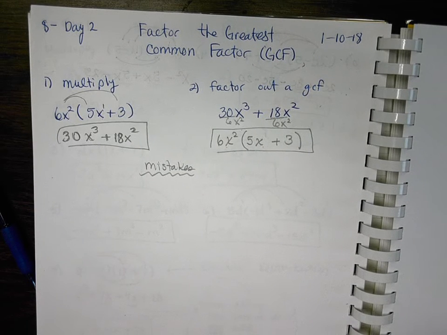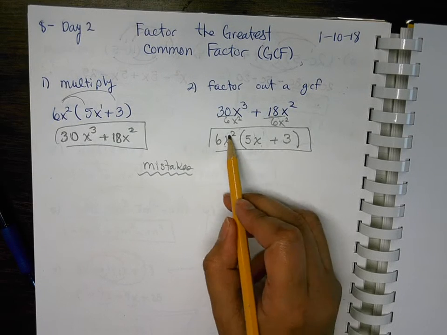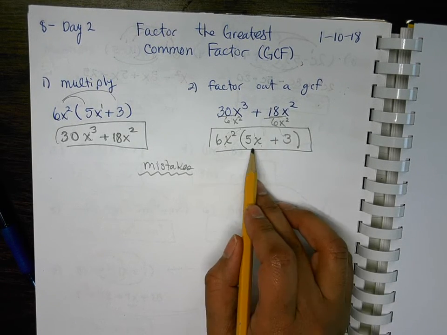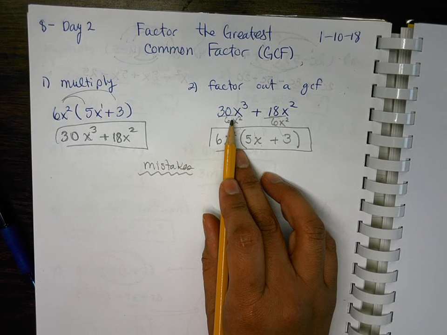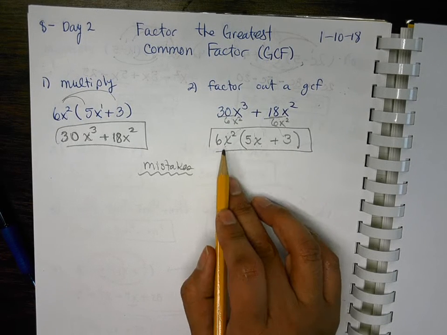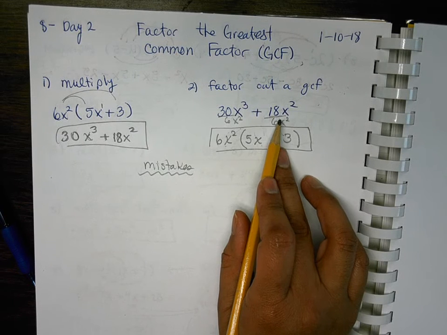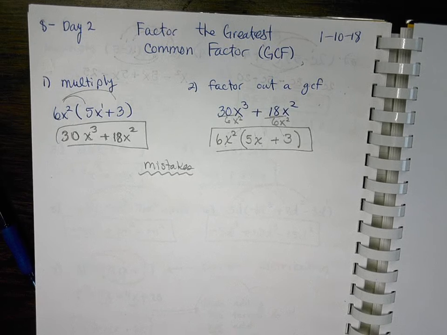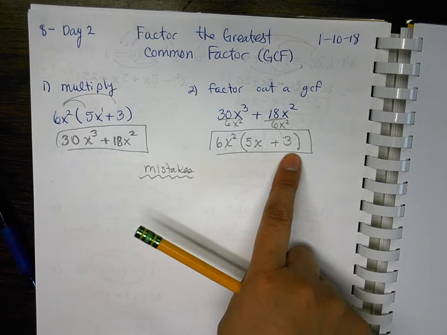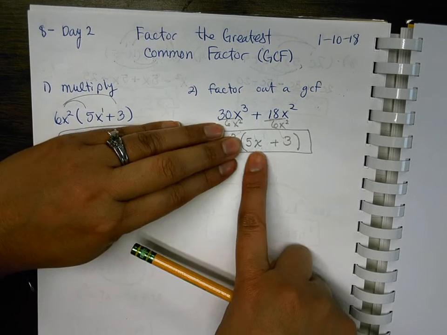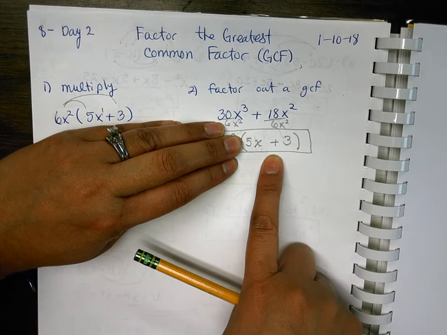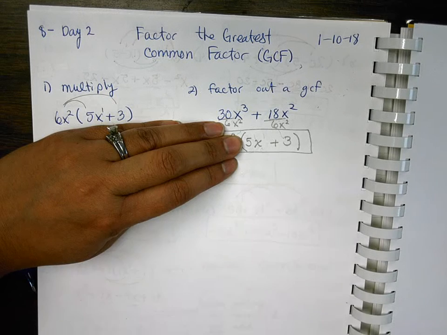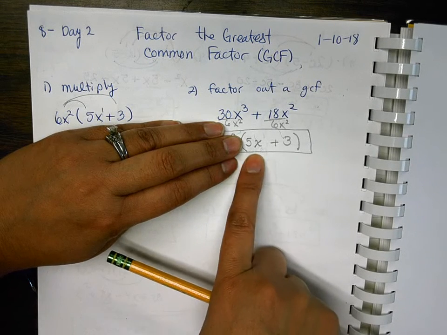So, first off, there's a few things you have to check to make sure this is the right answer. First, most important, when you distribute, do you end up with the original problem? Let's check. 6x squared times 5x, is that 30x cubed? Yes or no? Yeah. 6x squared times 3, is that 18x squared? Yes? Okay, second thing you have to remember to check. Is there still a GCF? Is there still a greatest common factor? Does 5x and 3 have any common factors besides 1? No. There are no common factors. There are common multiples, but no common factors. So this is the final answer.